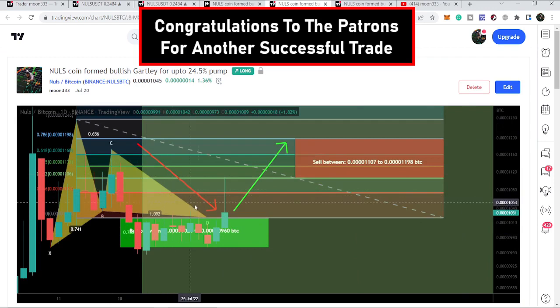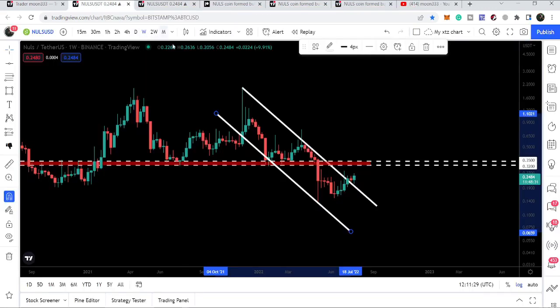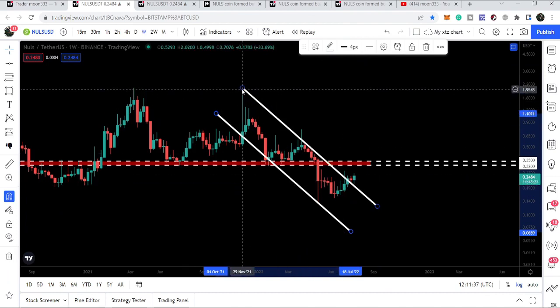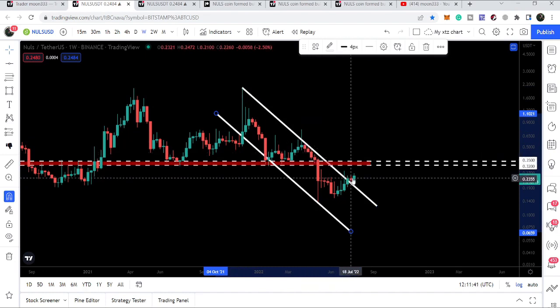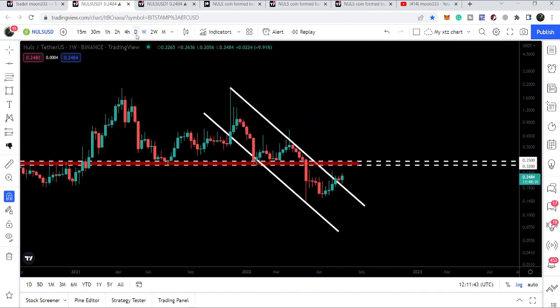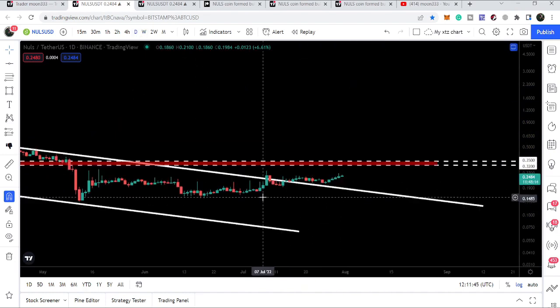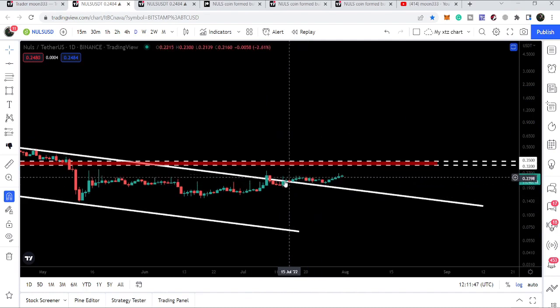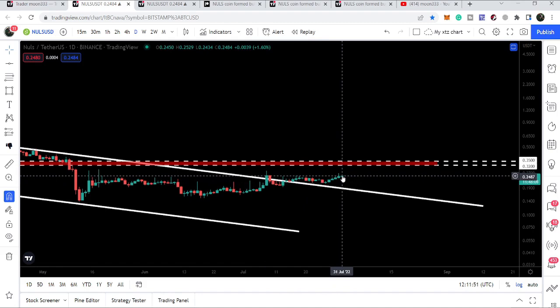But I'm expecting that the move can be far bigger, because if we take a look at the weekly time frame, then NULS has broken out of a very big down channel. It was moving inside this down channel since October 2021, and you can see we have finally broken out of this channel. If I take you to the daily time frame, then after breaking out, we retested the previous resistance of the channel as a support, and now we are moving up.